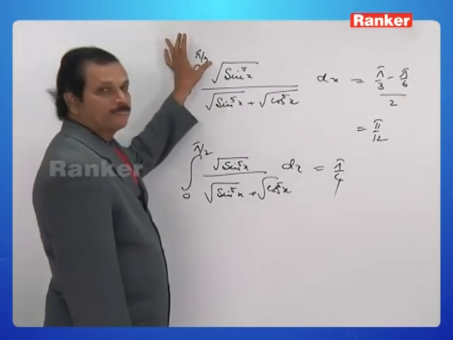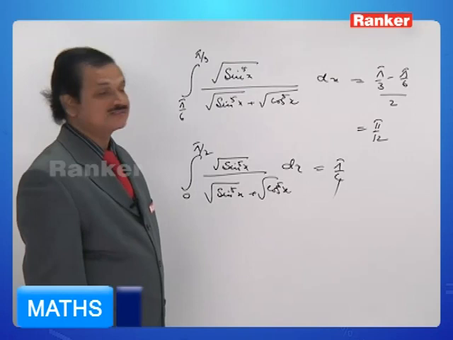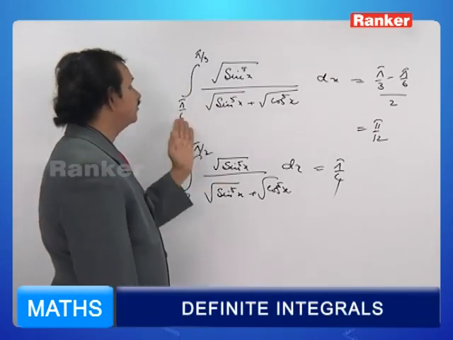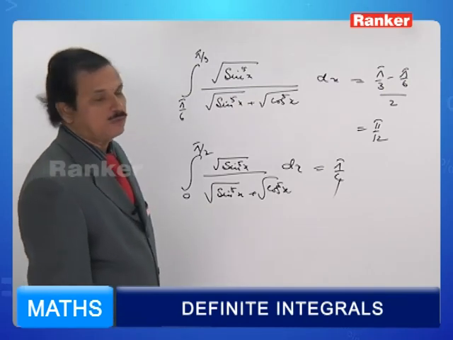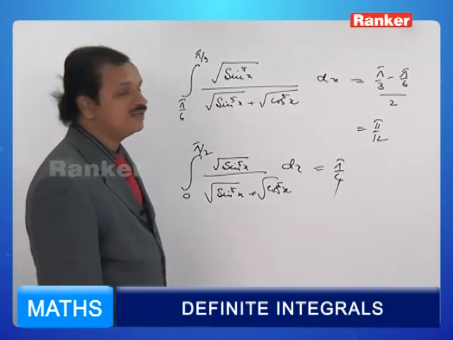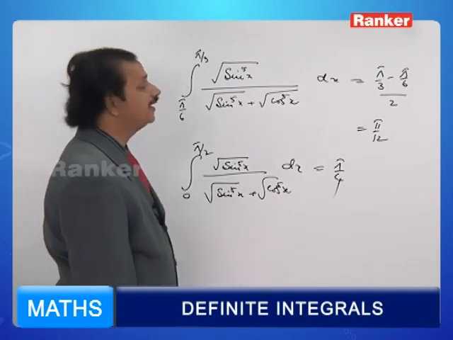Integral a to b of f of x by f of x plus f of a plus b minus x is (b minus a) by 2. That is (pi by 3 minus pi by 6) by 2. What is pi by 3 minus pi by 6 actually? It is pi by 6. Pi by 6 by 2 is nothing but pi by 12.